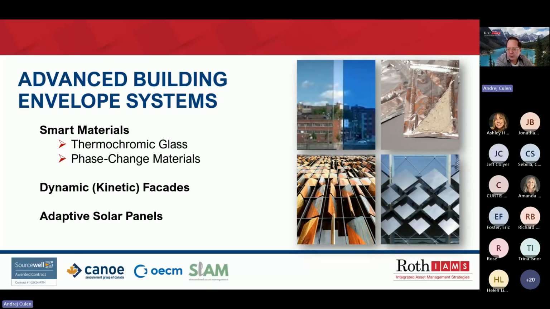Other advancements include dynamic facades, facades that adapt to changing conditions. This includes systems with automated shading, responsive materials, and kinetic elements to optimize energy and comfort, and adaptive solar panels, building integrated photovoltaic systems that have moving parts to track the sun or adjust their orientation for better energy capture.